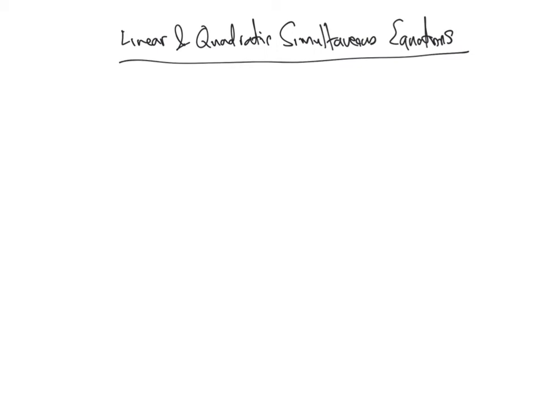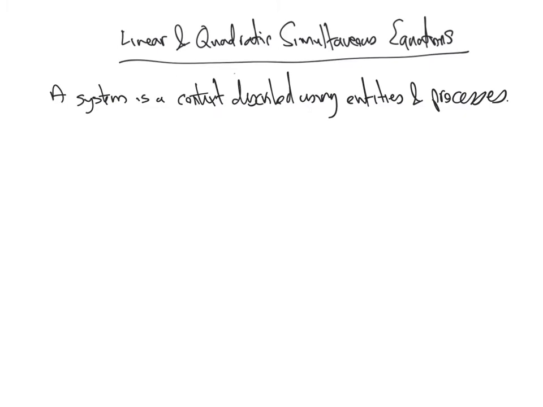When we talk about solving simultaneous equations, what we're actually saying is that we're going to solve a system of equations simultaneously. And by simultaneously, we mean where do those systems of equations have the same values or the same solutions? And the key in this process is the system itself. So what is a system? A system is a context described using entities and processes.